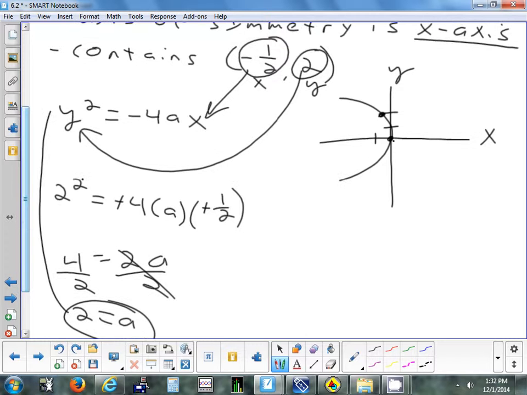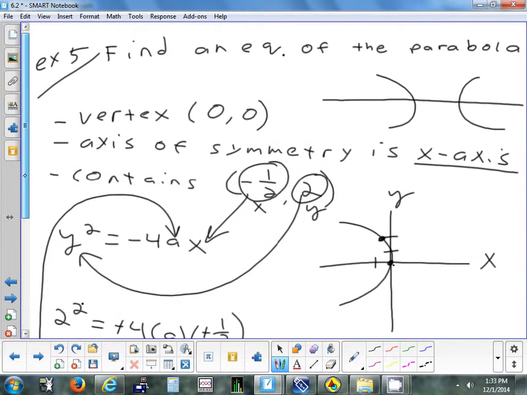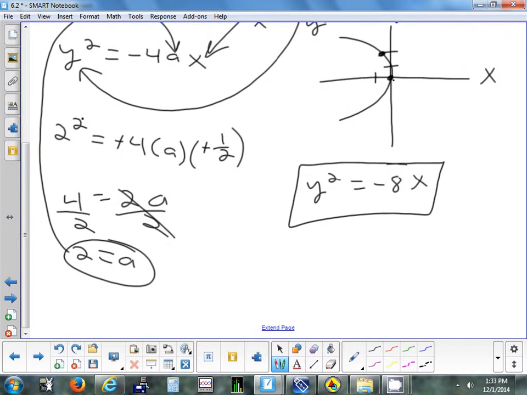Now you can write your final answer, just filling in for a. It's kind of like when you write your final answer with y equals mx plus b. You never fill in for x and y, just everything that's not x and y. So your final answer is y squared equals, what's negative 4 times 2? Negative 8x. And that's it. You don't have to do a detailed sketch, just the equation. Okay. Any question on that one?